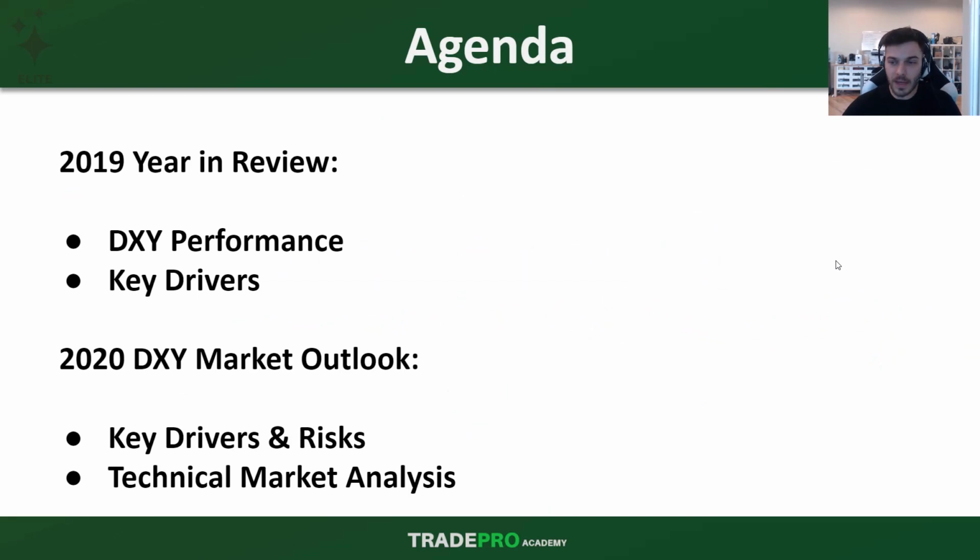Here's the agenda for today. I kind of covered it briefly. We're just going to take a quick look at the 2019 year in review. We're going to take a look at some of the performance statistics from the DXY, some of the key drivers, and then we're going to jump into the market outlook for 2020. Again, looking at some of the key drivers and risks for the year ahead, and we're going to finish this off with a look at the charts.